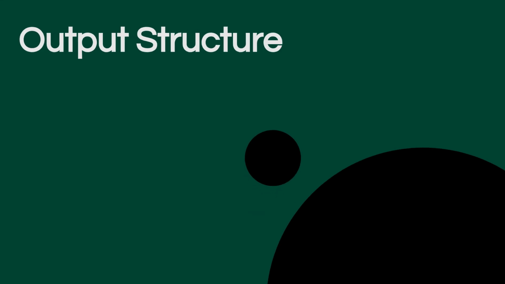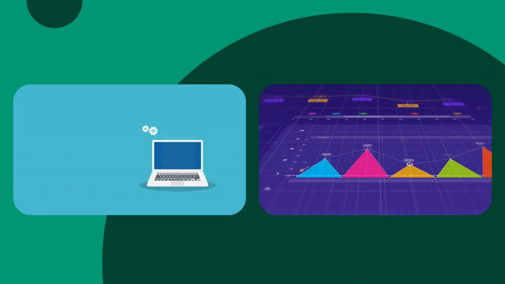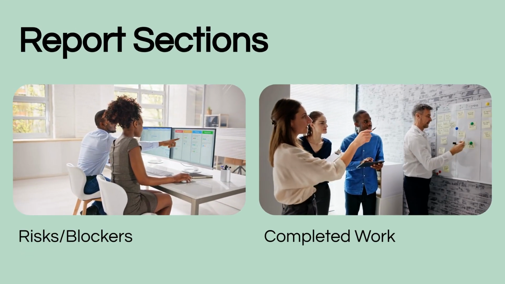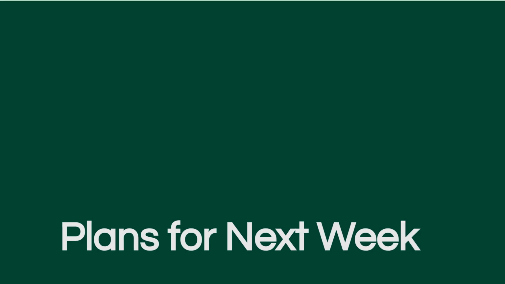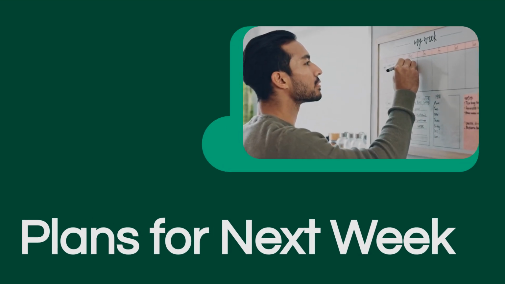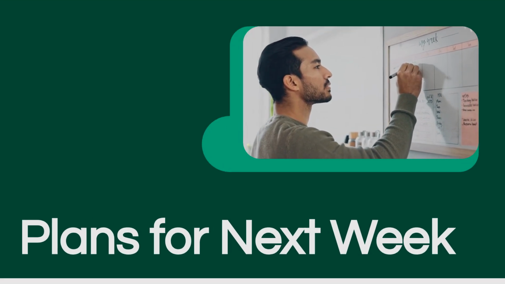The output is a structured summary, typically in an email or a Word document. This structured output makes it easy to review and send to your boss or team. Key sections include highlights, completed work, in-progress items, and risks or blockers. It also includes a section for your plans for next week, providing foresight for your team.